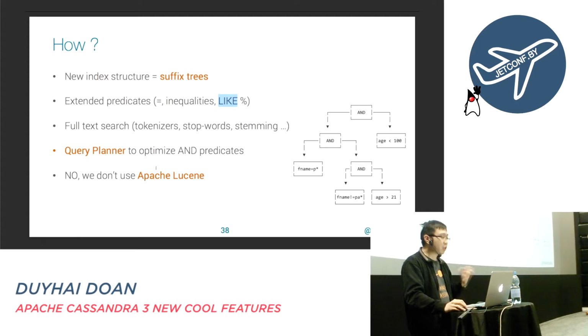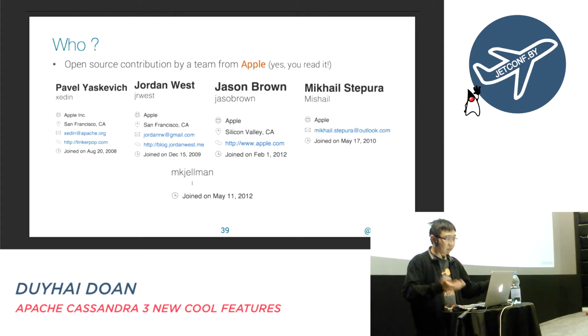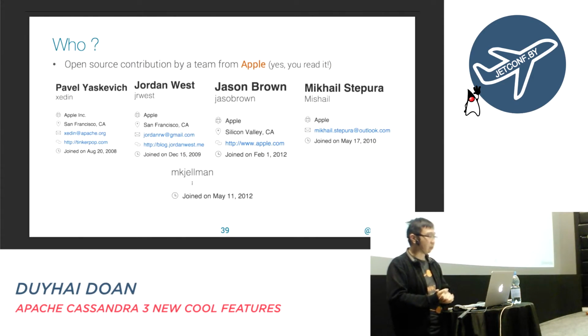We don't use Apache Lucene for this new index structure. The reason may be that we don't want to have an external dependency on a third-party library. It has been developed by some engineers from Apple.